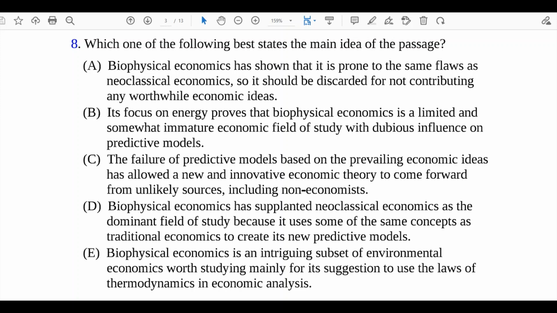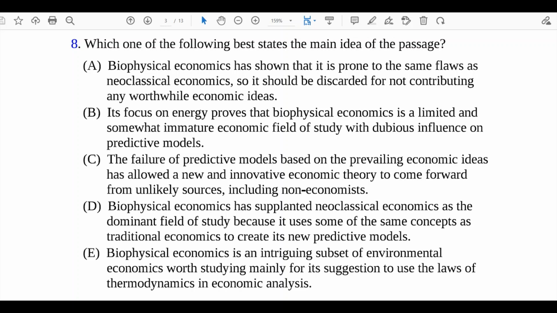Let's talk about C option. Answer C seems to fit the passage perfectly, guys. The passage indicates that the failure of predictive models based on classical economics has opened the way for new economic schools of thought, and that economists, along with non-economists, have formulated biophysical economics. This would seem to be your answer, and that is your correct choice. But you should review the remaining options as well, as I told you previously.